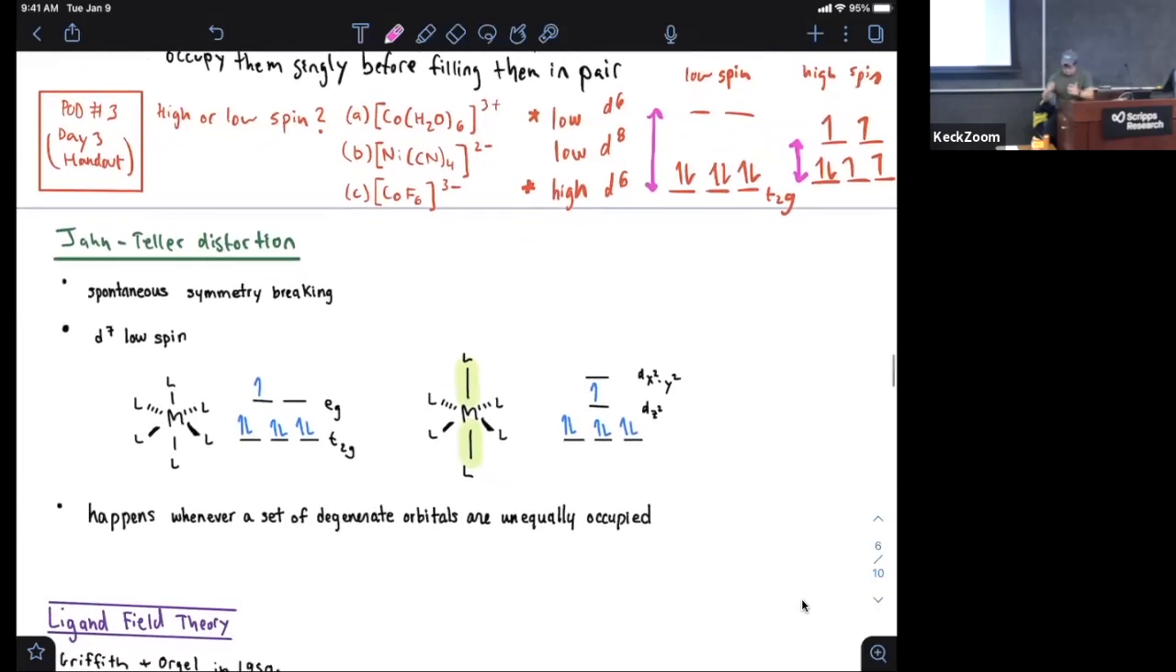And so again, if in the context of a problem set or an exam, you're given a second or third row metal, immediately alarm bells should be ringing that you're probably not going to be in a high spin.